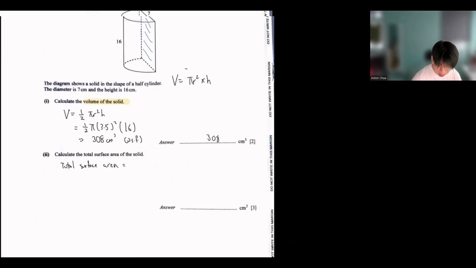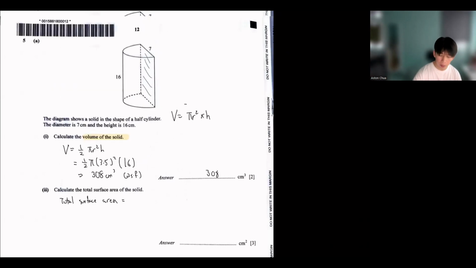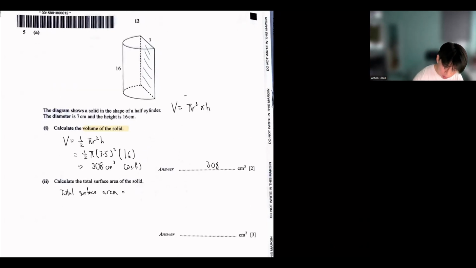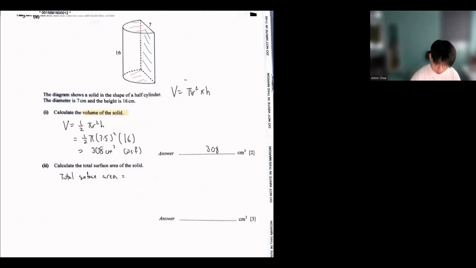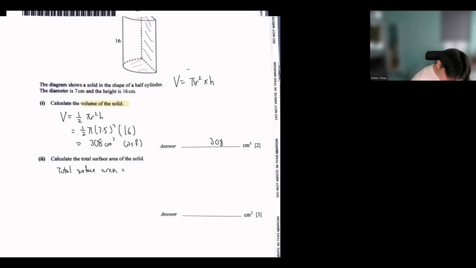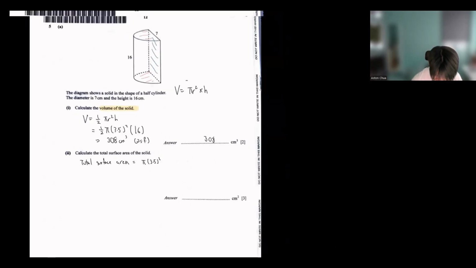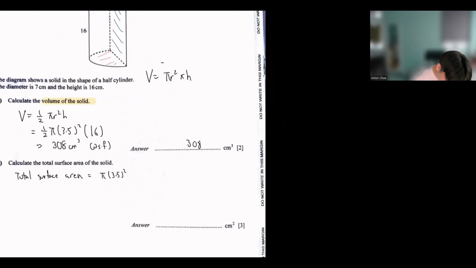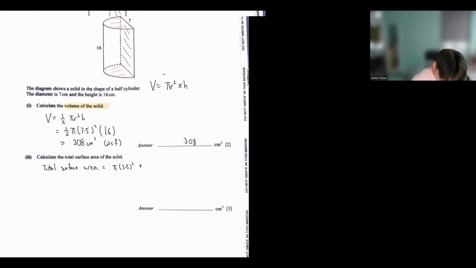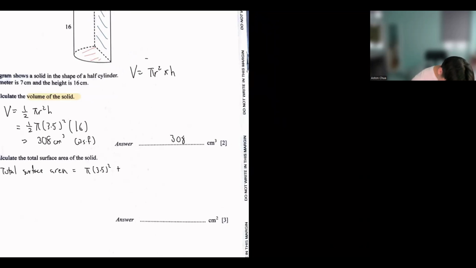Let's first find the surface area of the top and bottom. So we have two semicircles here. Combining them will just give us the area of a circle itself, so we can just straight away take pi r square. Now for the curved surface area of the cylinder, that is actually half of 2 pi r h.